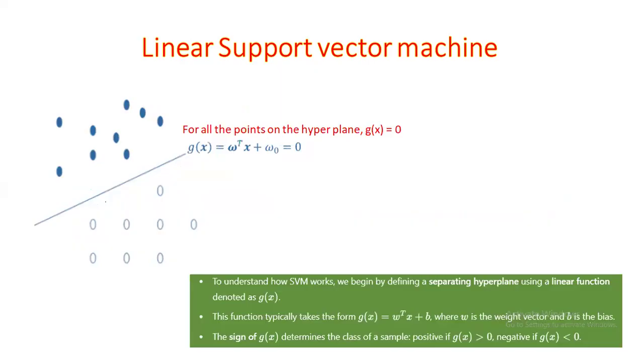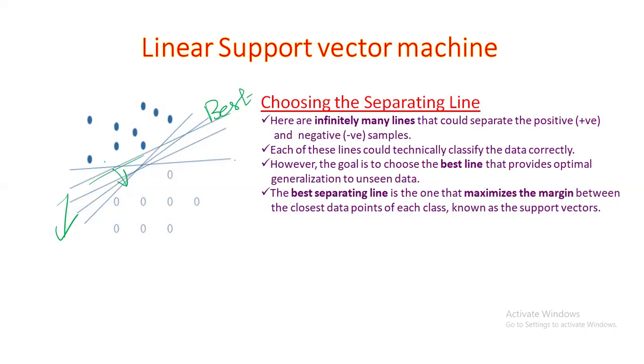And here we can write it mathematically; we can write the equation for the hyperplane. So this is the straight line, the separating line, and this function is given by SVM. We begin by defining the separating hyperplane using the linear function g(x) equals w transpose x plus w naught. W is the weight vector, and x is the input vector. B is the bias.